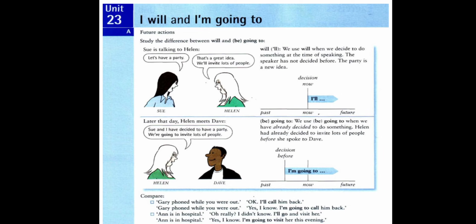And the third example, Anne is in hospital. The speaker says, Anne is in hospital. The other one says, yes, I know. Yes, I know means the other person has already taken the decision before, because he knew that she is in hospital a long time ago. That's why the other speaker says, I am going to visit her this evening, because the decision has already been taken some time before. When you decide before, then you use am/is/are going to plus the base form. And when you decide to do the action at the time of speaking, or you take an immediate decision, then you use will plus the base form. This is to conclude this part.